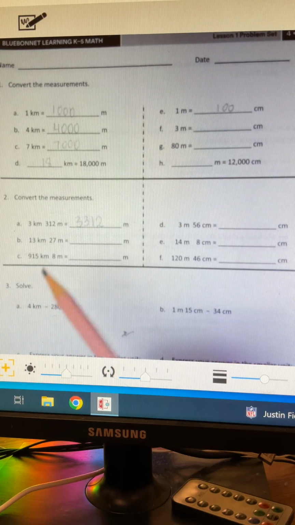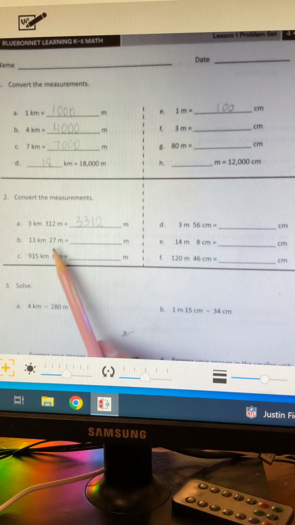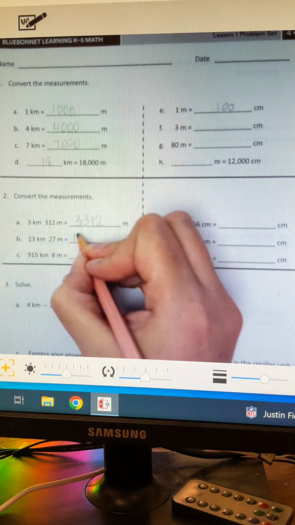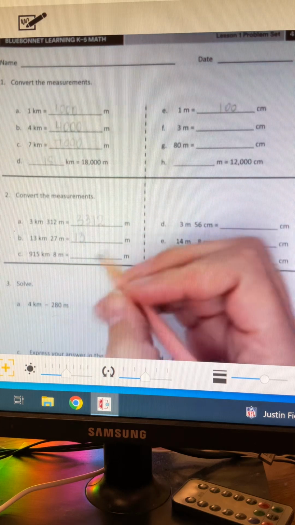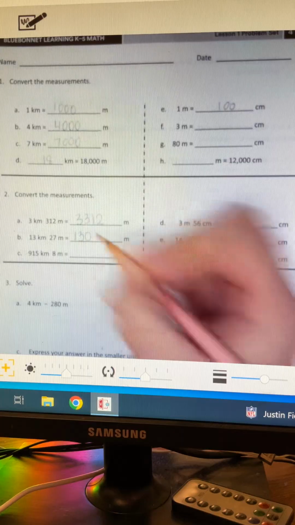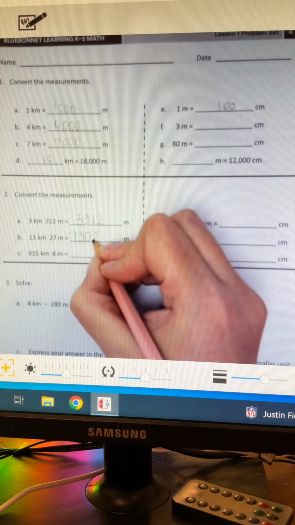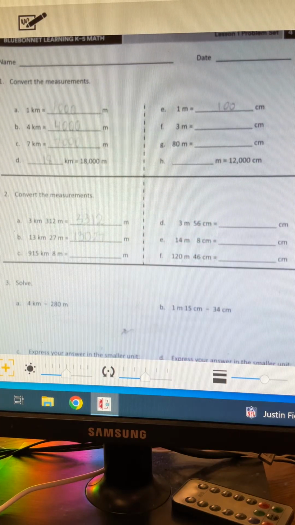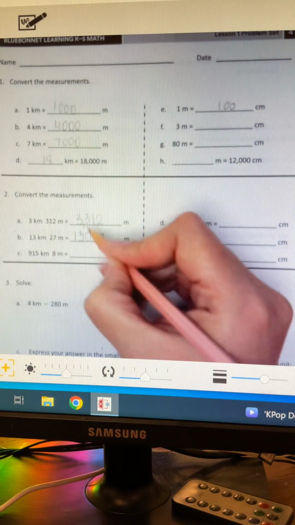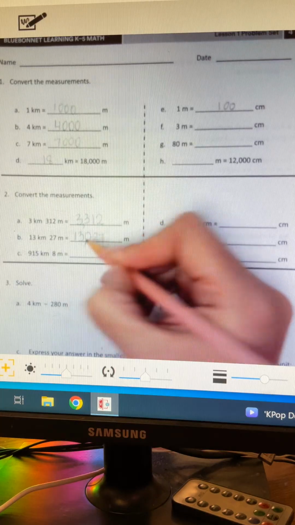So what if we have 13 kilometers and 27 meters? When we add those together, it's going to be 13,000. We don't have anything in the hundred spot, so we're going to put a 0 there. And 27 meters. Let's be sure we put our commas in there. 1, 2, 3, comma. 1, 2, 3, comma.